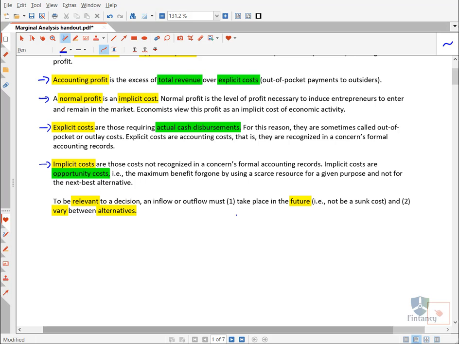So you need to remember, the relevant cost is a future cost, not a sunk cost. Sunk cost means a cost which is already incurred in the past. So past cost is not the relevant cost for us.